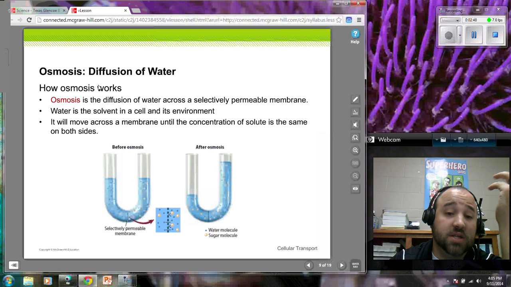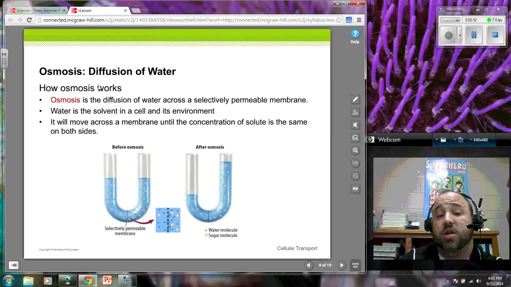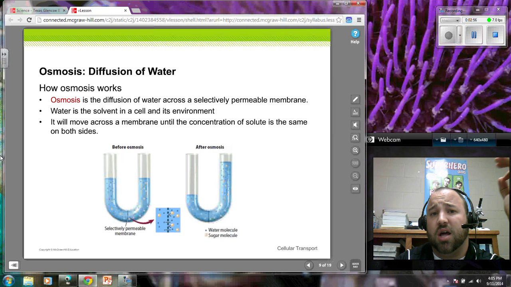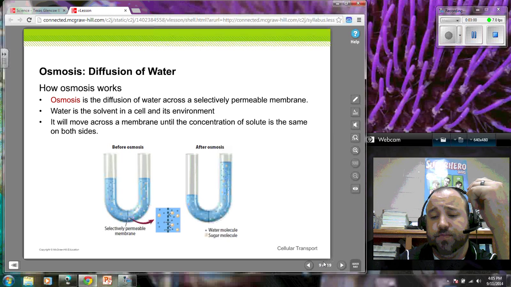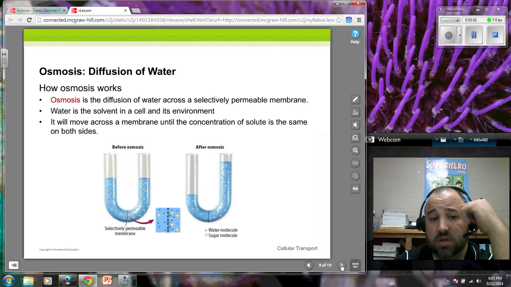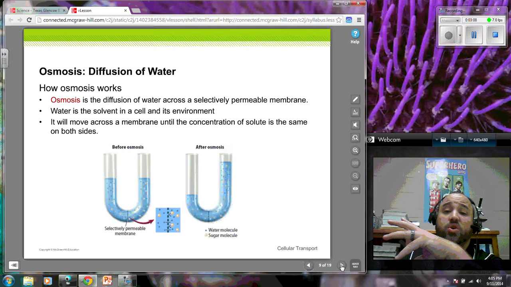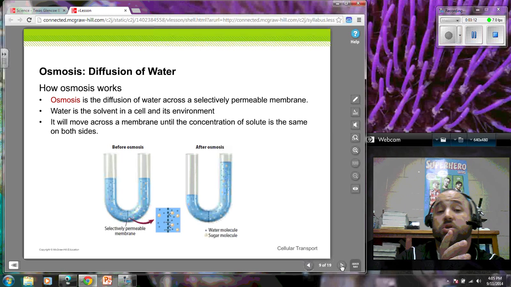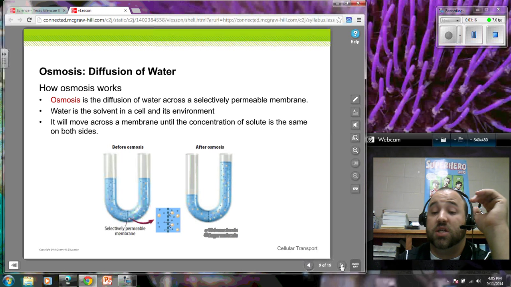Water is a solvent in a cell and its environment. It moves across the membrane until the concentration of solute is the same on both sides. Realize it's concentration, not actual amount. Remember that. The same thing with water: it moves until the water's concentration is equal on both sides. If there's a ton of solute on one side, there's a lower concentration of water there, and more water and less solute on the other side. So it's going to move until that's equal.